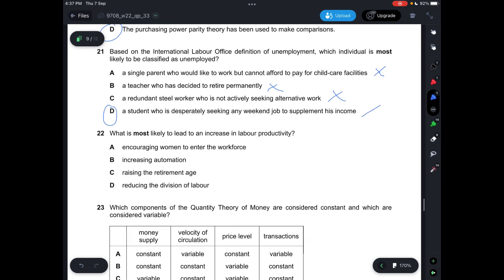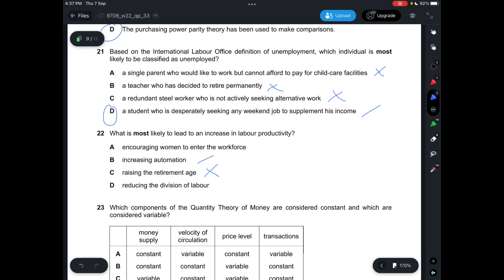Question 22, which one is most likely to lead to an increase in labor productivity? A, encouraging women to enter the workforce. That could be an option, but let's look at the other options. B, increasing automation. Yes, this will increase productivity. C, raising the retirement age. Not really, because if you raise the retirement age, then people who are older will probably have a lower labor productivity, so nope. And D, reducing the division of labor.